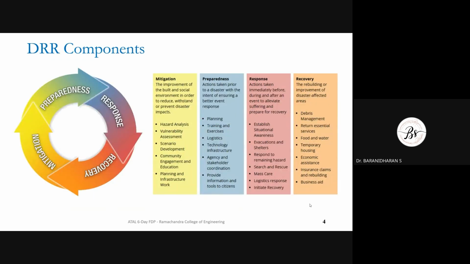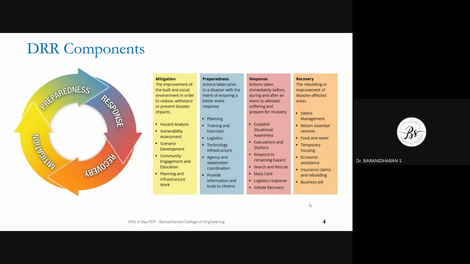So moving on, the main components with respect to disaster risk reduction are mitigation, followed by preparedness, response, and recovery. So these are the main four things with respect to managing or handling a risk. One such thing is mitigation. Mitigation is the first step, as prevention is always better than cure. It is the action before the event.